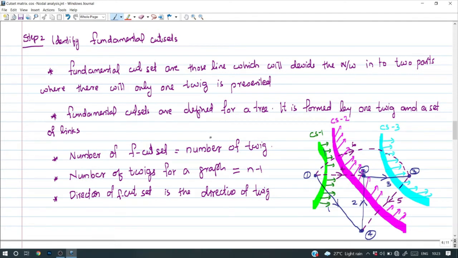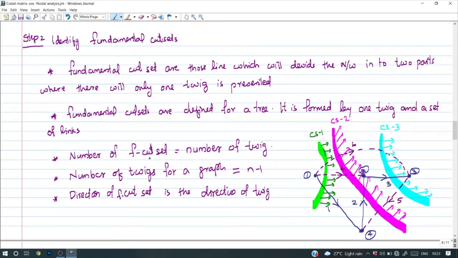So fundamental cut sets are defined for a tree. It is formed by one twig and a set of links. Number of fundamental cut sets is equal to number of twigs. So for each twig, there will be one fundamental cut set.